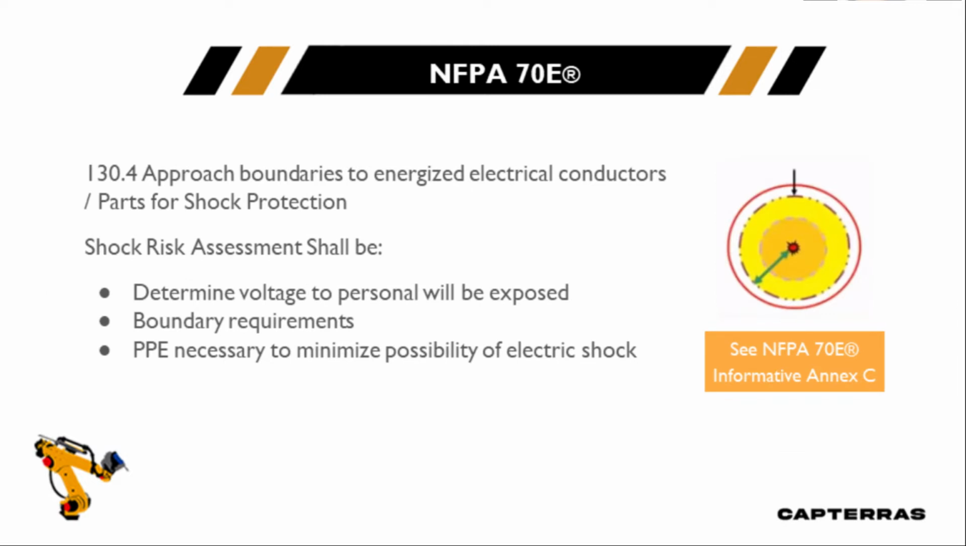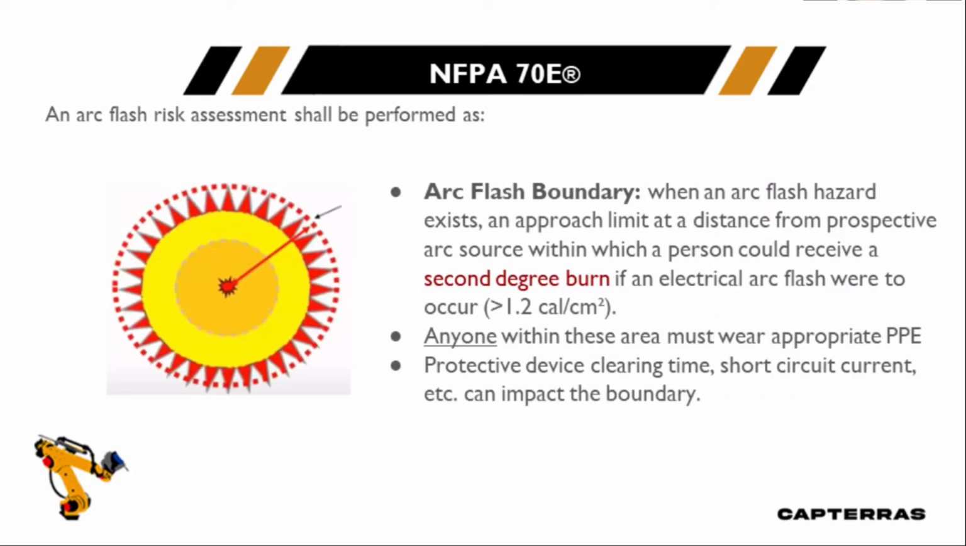Approach boundaries to energized electrical conductors. Part for shock protection. Shock risk assessment shall be determined. Voltage to which personnel will be exposed. Boundary requirements. PPE necessary to minimize possibility of electrical shock. As you can see in the image, risk assessment has to help us determine what voltage the personnel could be exposed to. An arc flash risk assessment should be performed as arc flash boundary when an arc flash hazard exists.